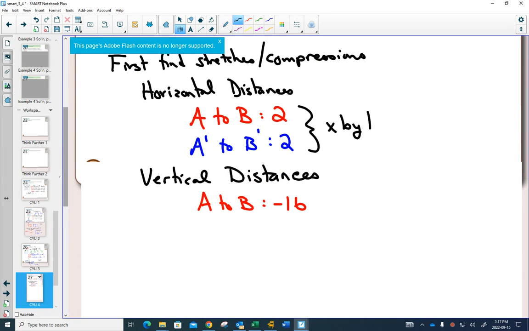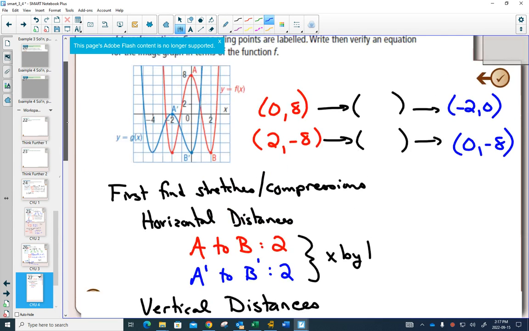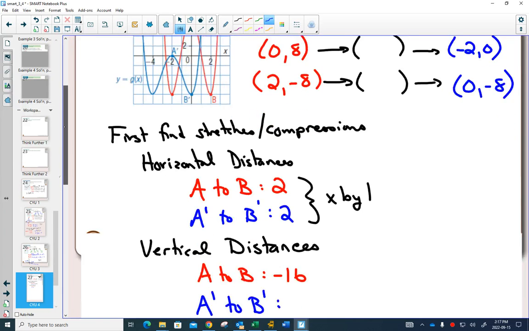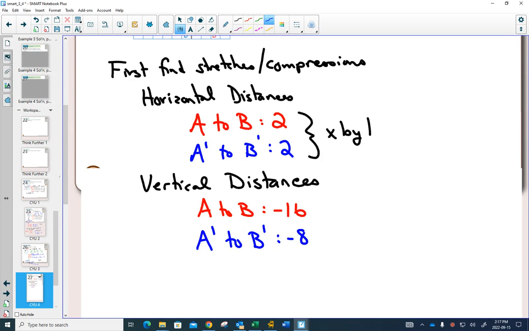And A prime to B prime, on the image, the vertical distance, I'm at 0. I go down to negative 8. What kind of multiplication takes you from negative 16 to negative 8? You'd multiply your y values by a positive half, because negative 8 is half of 16.